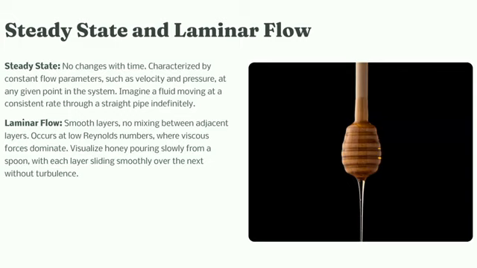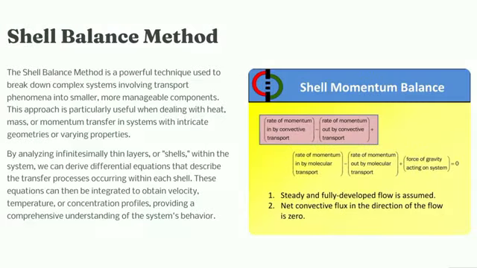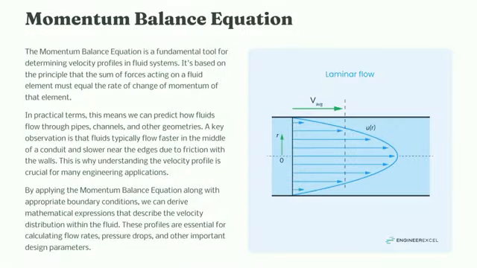And when we study these flows, we use something called the shell balance method. It's a way to break down a complex system into tiny layers to understand how heat, mass or momentum moves. Right, and for fluids, we use the momentum balance equation. It helps us find the velocity profile in a pipe or channel. Think of water flowing through a pipe, faster in the middle, slower near the edges.